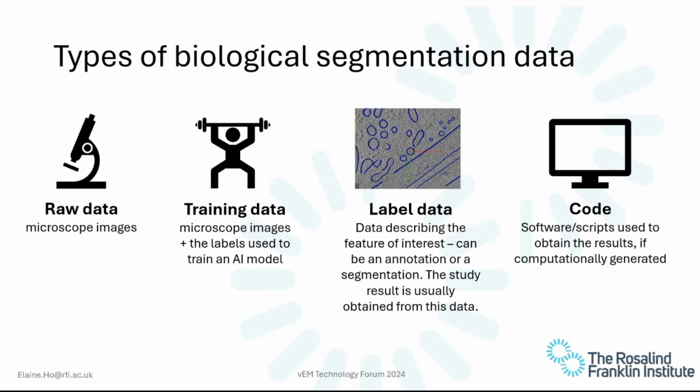The third type of data, which is the most heterogeneous, is the label data. So generally, this describes the feature of interest. It could be an annotation, it could be a segmentation, and it's usually the data you look at to get your study results. And lastly, we looked at whether the code was available. So these are the software or the scripts that were used to generate the data if you were doing it computationally.